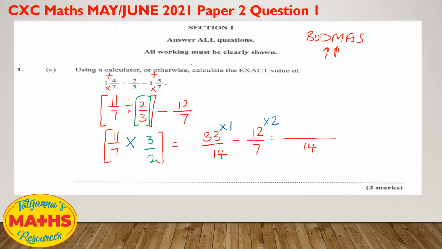And that's going to give us 33 by 1 is 33, minus 12 times 2 is 24. So 33 take away 24 is equal to 9. 9/14. So that's our final answer. 9/14.